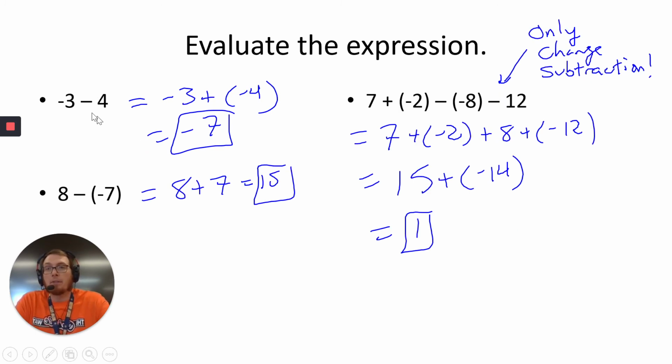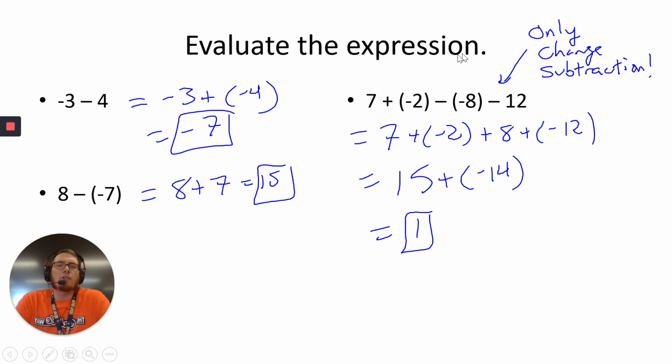So for example, negative 3 minus 4, keep, change the minus to plus, change 4 to negative 4. Notice I'm just adding 2 numbers up, and it's 7, but it's negative. My favorite is like this one, 8 minus negative 7 is really 8 plus 7 with keep, change, change, add the opposite, and so that's 15.